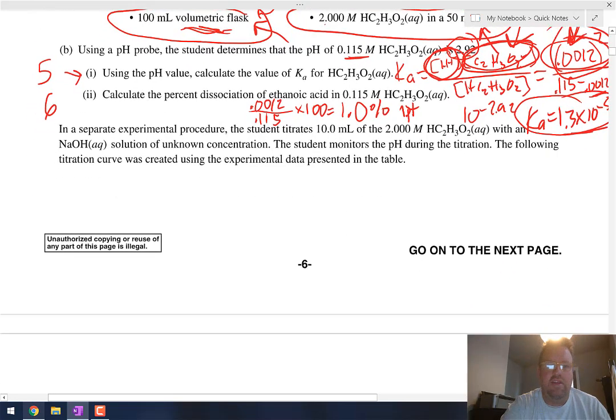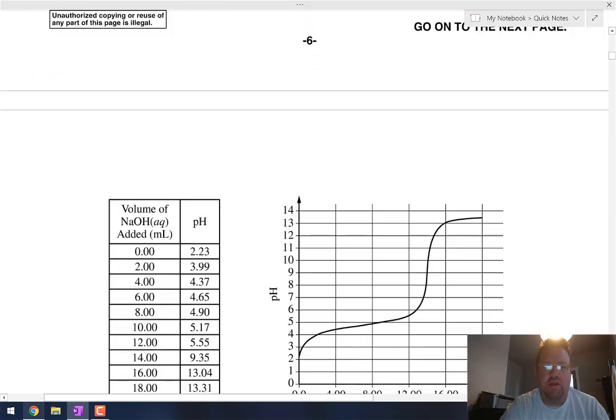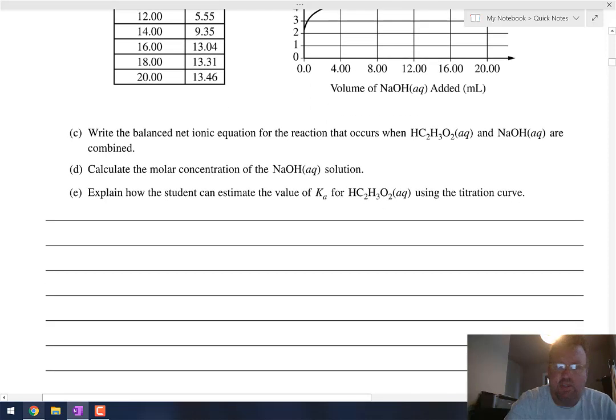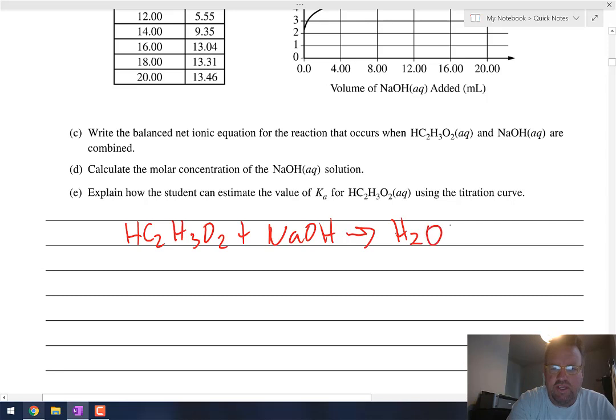Okay, in this other one, they do a titration. They take a look at it. Part C says, write the balanced net ionic equation for the reaction that occurs when acetic acid and sodium hydroxide are combined. Now we've got a little bit more space, so I'll take up a little more space. So the regular equation should be the acid plus the base. Obviously, this is an acid-base reaction. One of the things it always makes is water, H and OH making water. So our other product is going to be the sodium combining with the acetate.